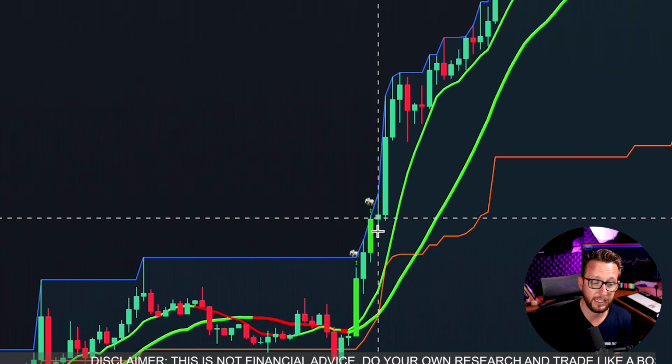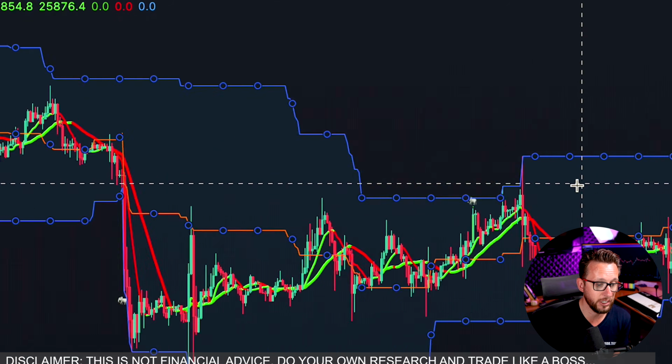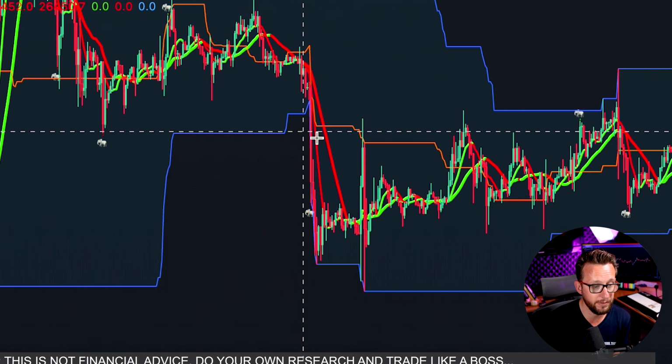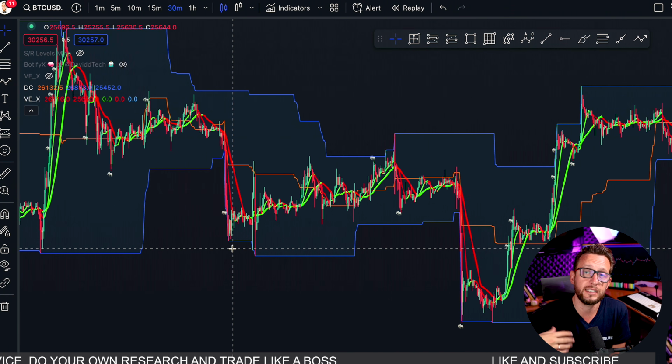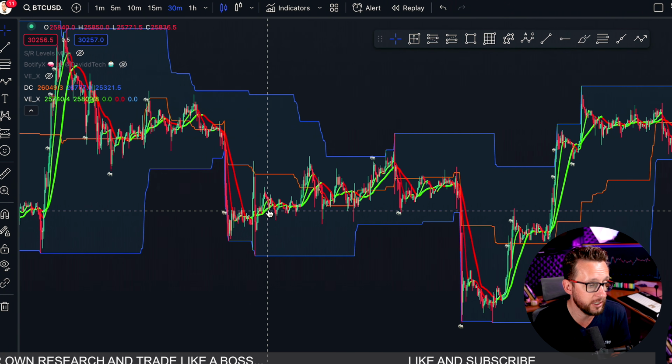This is where we're going to be taking our entries, and if we're looking for a short, we're looking to break the previous low in this channel for us to take our shorts. This is how we're going to be building our trading strategy today.